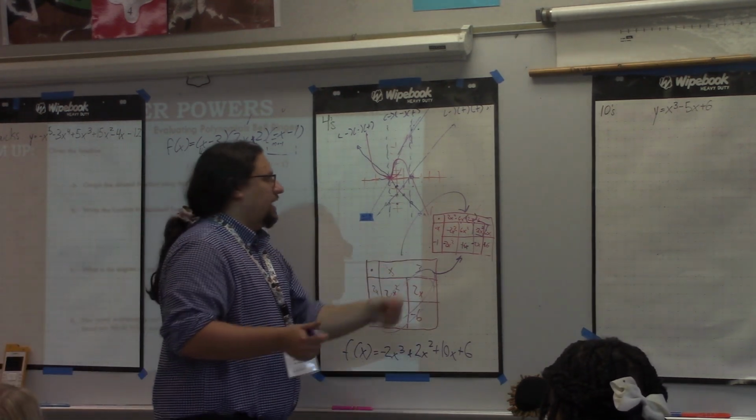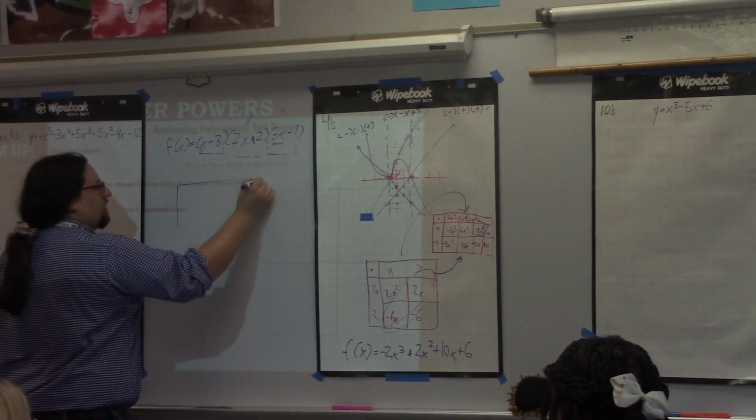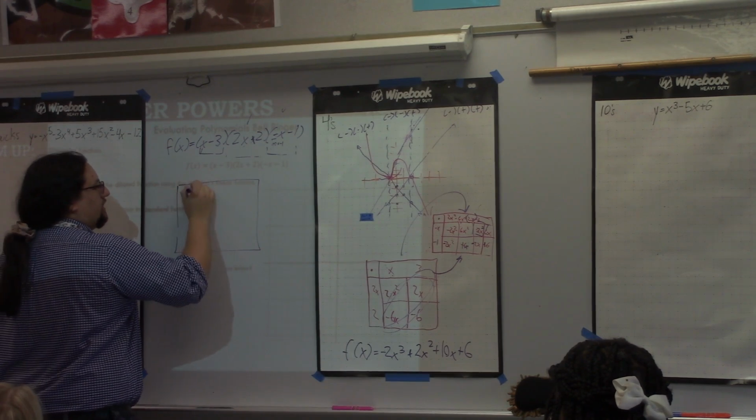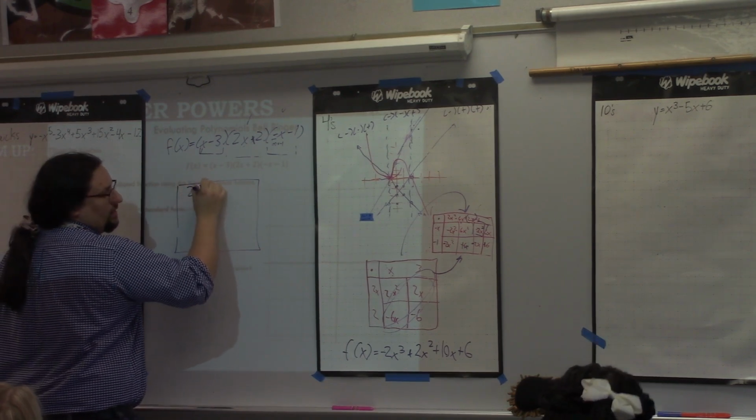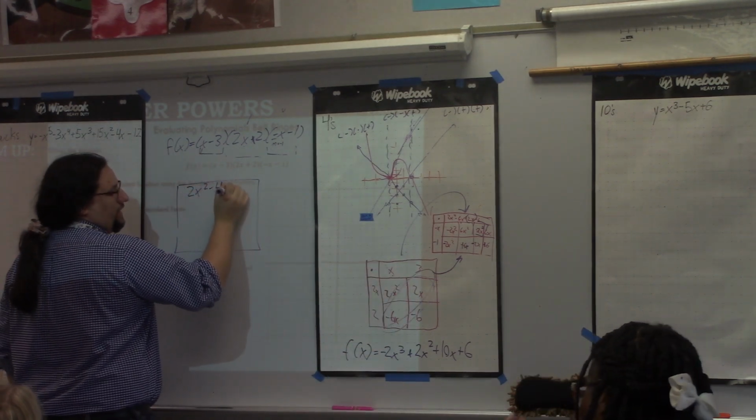Or we could have combined those like terms. So if we had done it here, we did 2x squared, negative 6x plus 2x, is negative 4x.